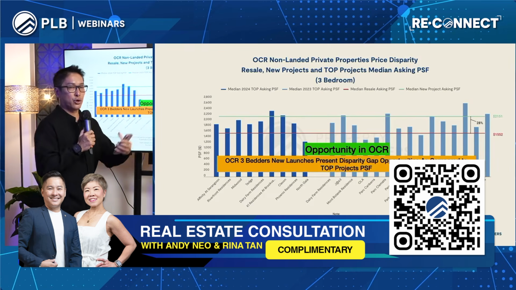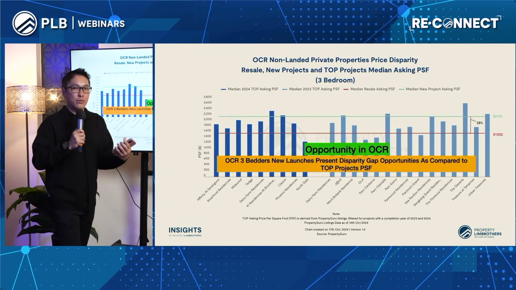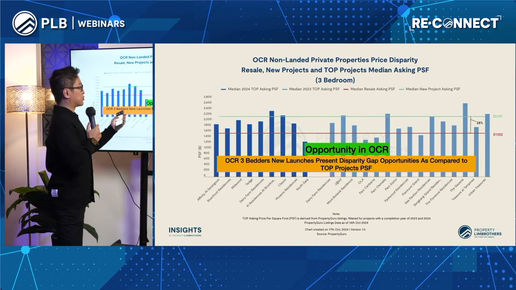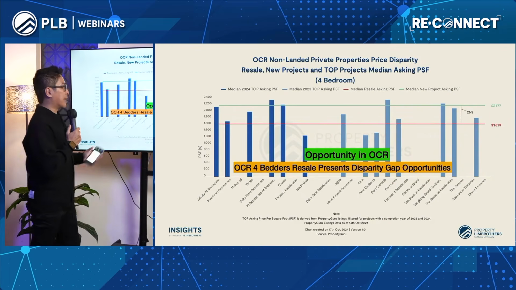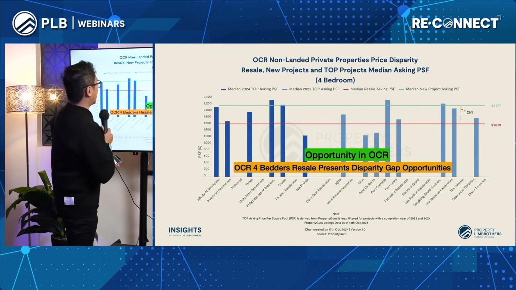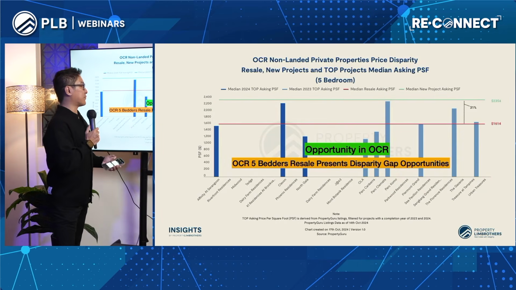And of course, post-COVID, they feel that they want to have a bigger space in terms of where they want to live, right? So the 3-bedrooms and 4-bedrooms have presented an opportunity in the recent market as well, right? So location disparity is something very important, right?